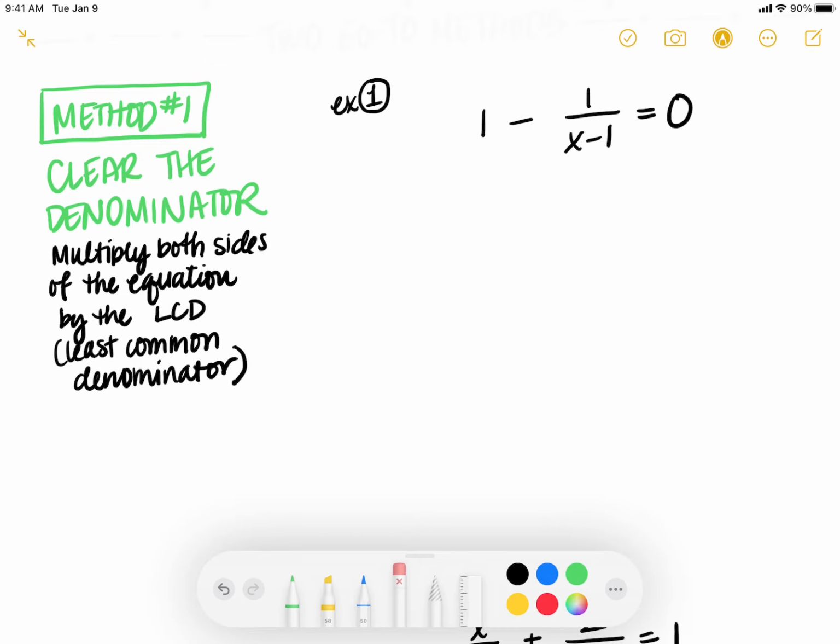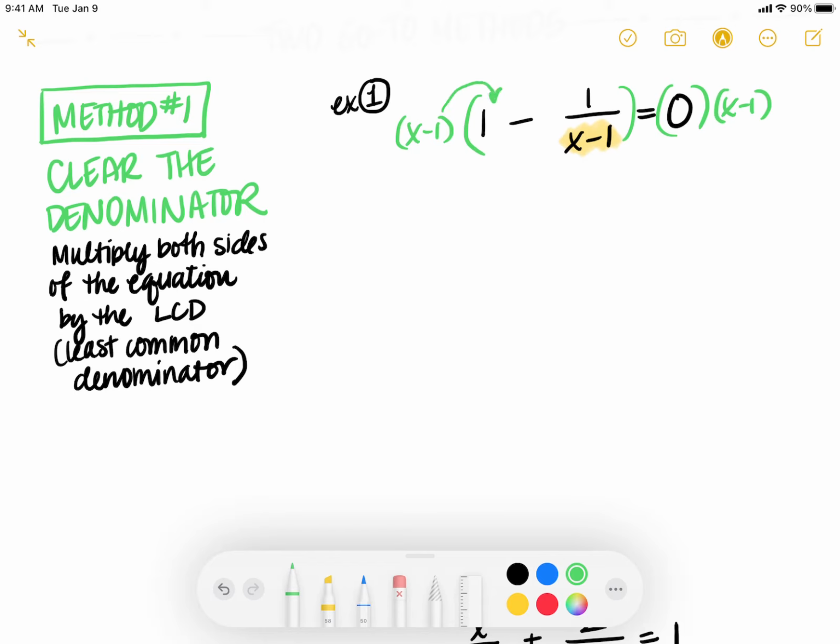And I'm going to multiply both sides of the equation by the least common denominator. Essentially, I'm going to multiply both sides of the equation by everything I see in the denominator, everything. So in this case, when I'm looking at my very first example, all I see in the denominator is x minus 1. So if I multiply everything on both sides of my equation by x minus 1, I will clear the denominator. Let's see what that looks like.